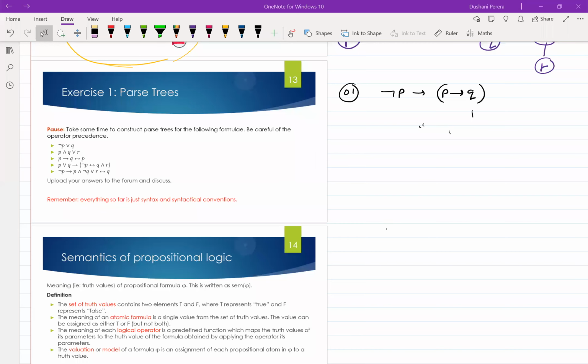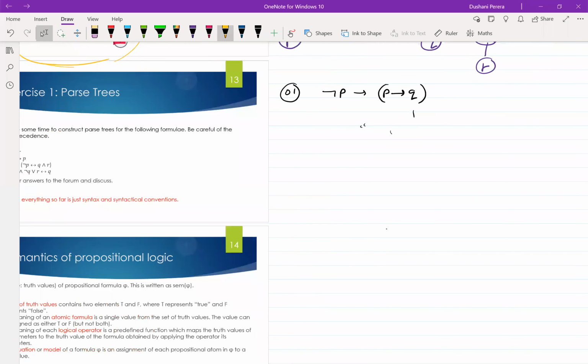Okay, so let's look at this. You have your implication, and on the left hand side of it, you have negation P. On the right hand side, you have another implication. Here you have negation and P, and on the other side, you have an implication again, and on either side of the implication, you have P and Q. Okay, that is a parse tree.